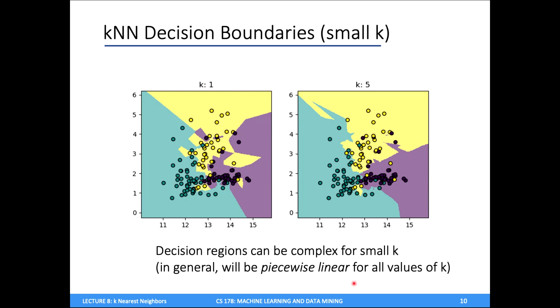And what you can see for small values of k, so here k equals 1 or k equals 5, you get pretty complicated decision boundaries, right? You've got some weird sharp thing happening up here, and these are pretty complicated. They're still piecewise linear, so every edge here is just a straight line. But if you glue together enough of these linear decision boundaries, you can get some pretty complex decisions.